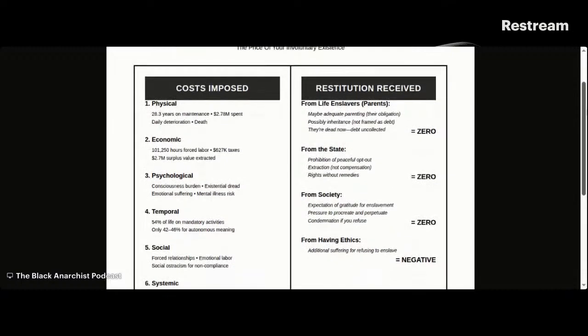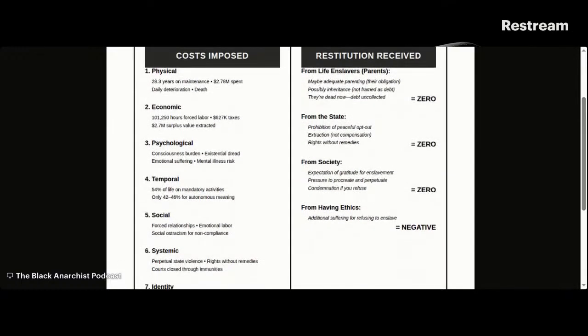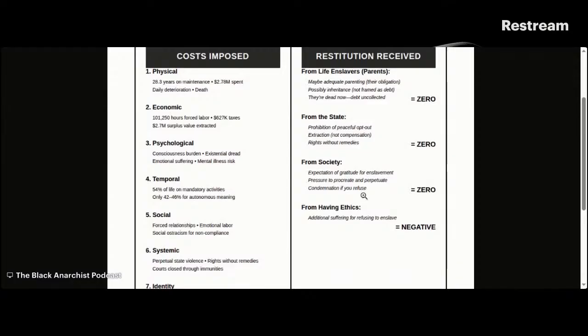On the left, we have the cost imposed. Physical: 28 years on maintenance, 2.7 million spent on daily deterioration, and then death. The economic cost: 101,250 hours in forced labor, 620K in taxes, 2.7 million in surplus value extracted.